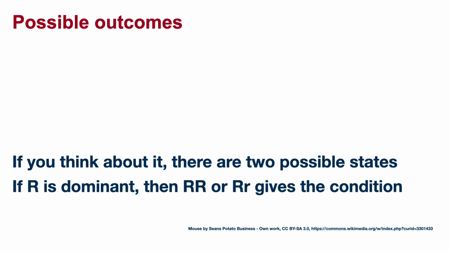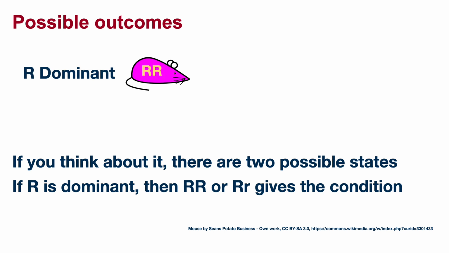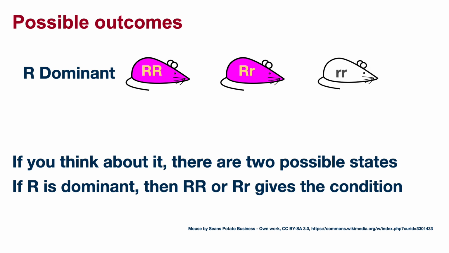If R is dominant, then uppercase R or uppercase R lowercase r will give the condition. Now that could be a white mouse or it could be that pink mouse, we don't know. So in the R dominant case, let's say here, if the R is dominant and it gives us the pink animal, then uppercase R will give us a pink animal, as will lowercase r and uppercase R. However, when we've got 2 lowercase r's, we get the white animal.